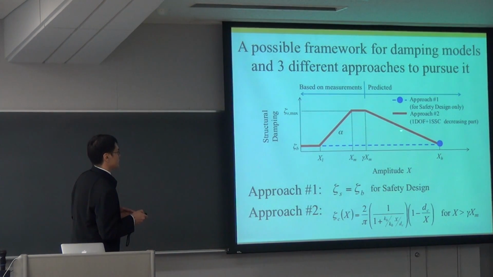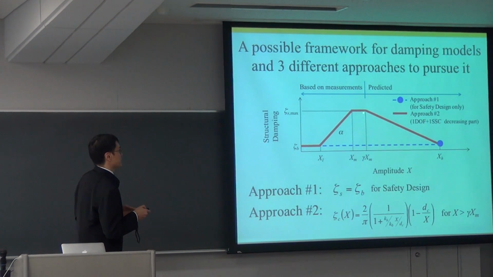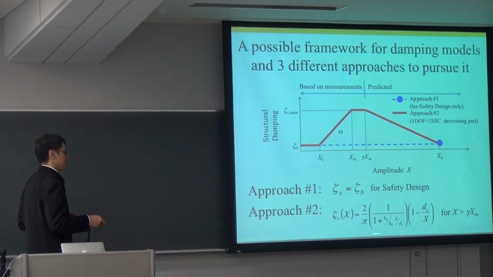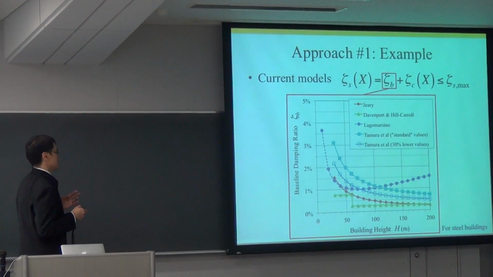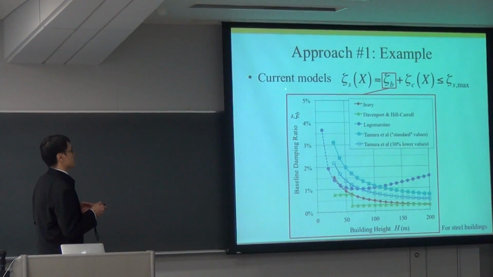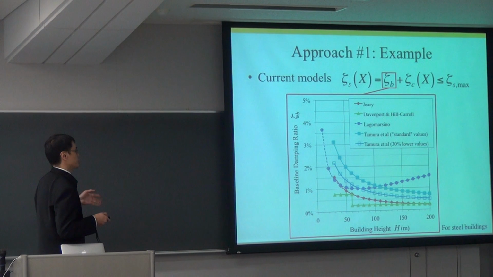Of course, another simple approach is, if we have measurements, let's say up to here, and then we don't have any more measurements, we can say that damping will start to decrease from that part. So of course, following stick-slip damping theory. So that's one example is in current models actually. So there's a baseline damping value already. We can use that for safety design purposes.